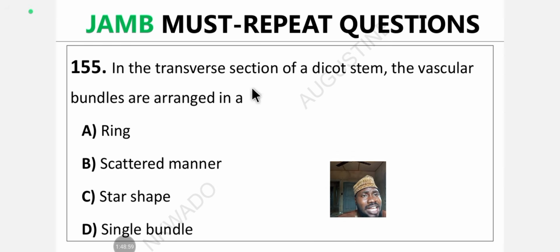Question 155. In the transverse section of a dicot stem, the vascular bundles are arranged in what sequence? A. Ring. B. Scattered. C. Star shape. D. Single bundle. What's the answer? You know book. Drop the answer in the comment section.